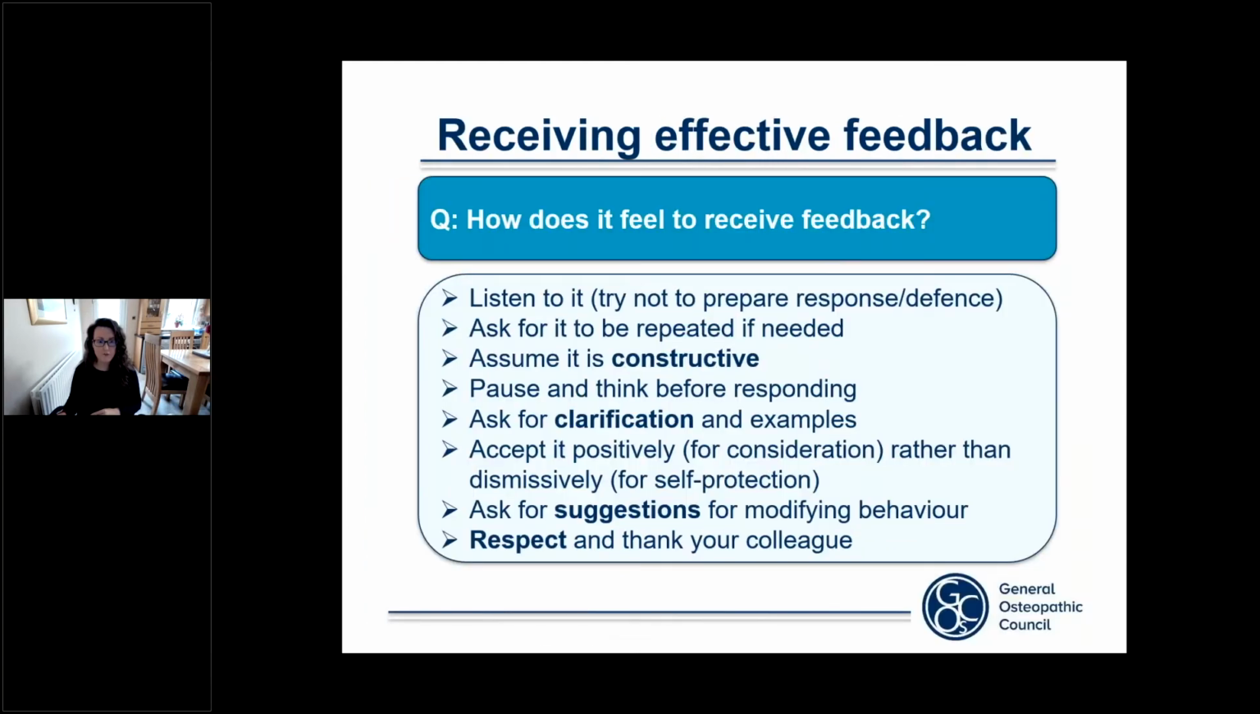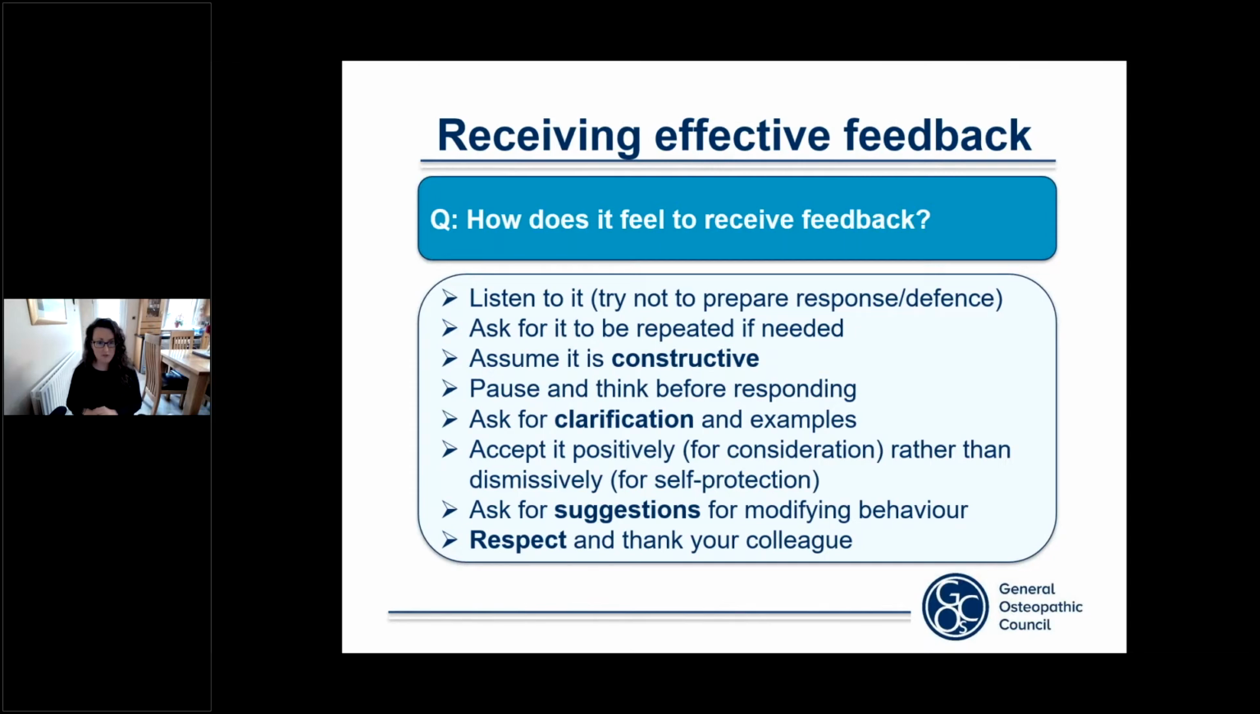So how does it feel to receive feedback? Well, I'm going to be asking you to complete a survey after the webinar, and I'm nervous about the prospect of receiving feedback. But what I promise to do is to listen to it and try not to be defensive. If there's something I can do to improve, that's going to benefit me, but ultimately it's going to benefit you too.